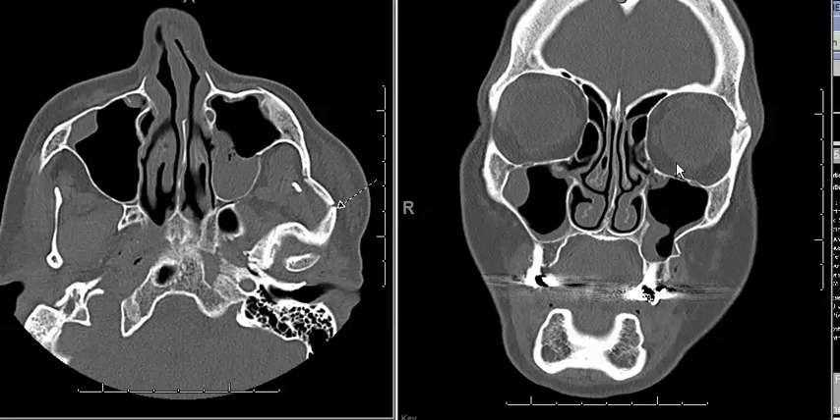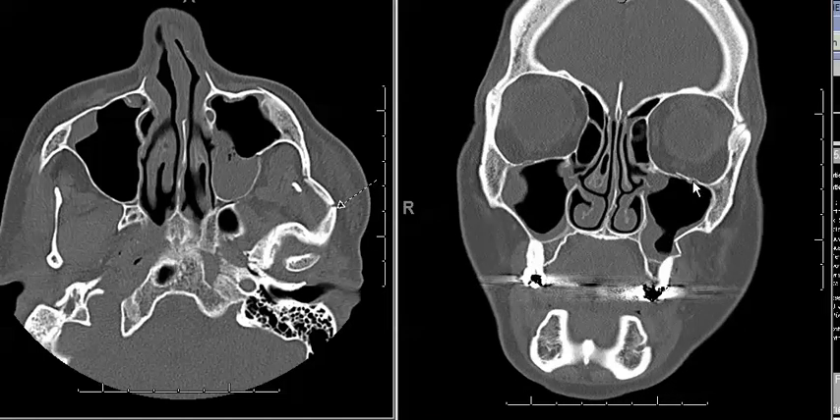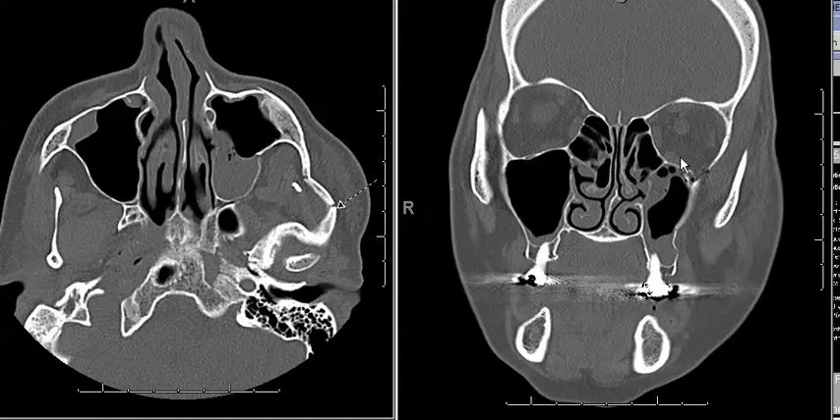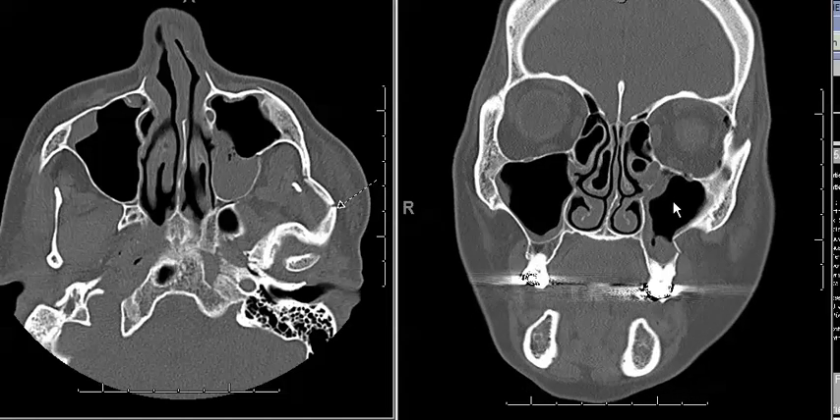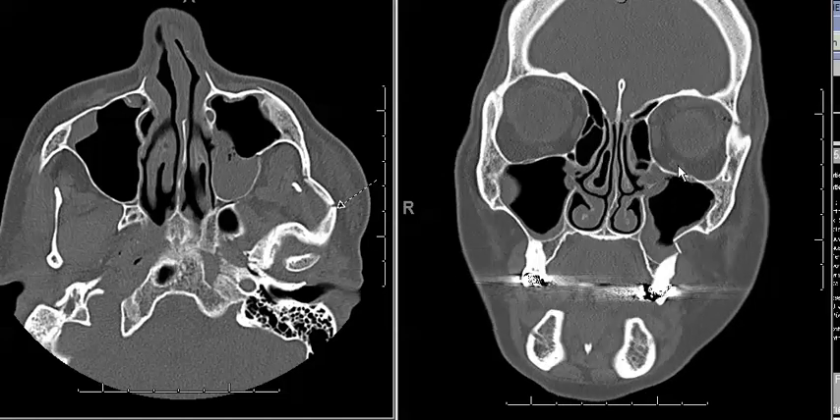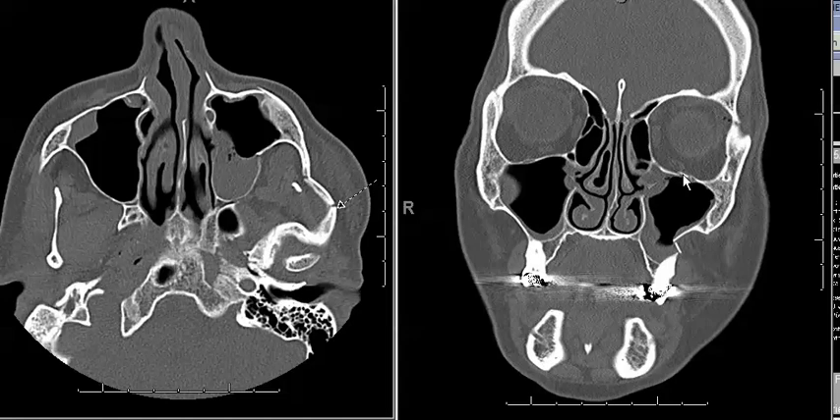It's important also, when looking at the ZMC fracture, to assess, because there is an orbital floor fracture, if there is entrapment of the inferior rectus muscle or herniation of intraorbital contents into the maxillary sinus. In this case, there was none. We can see that the inferior rectus muscle is located in the appropriate position.